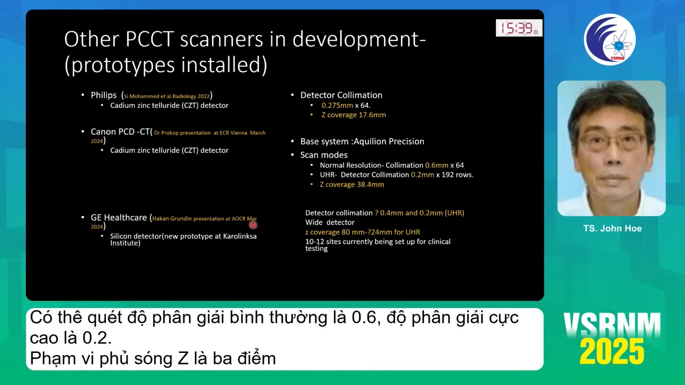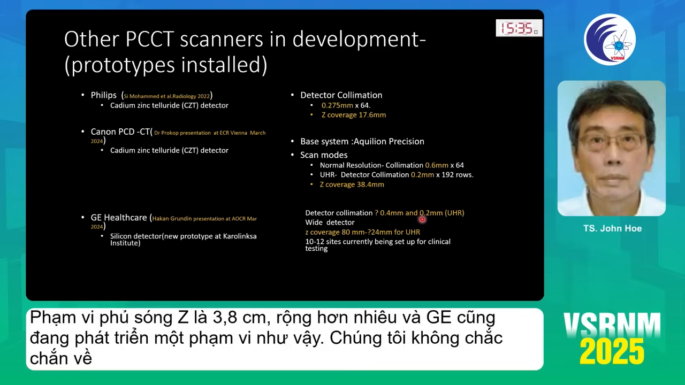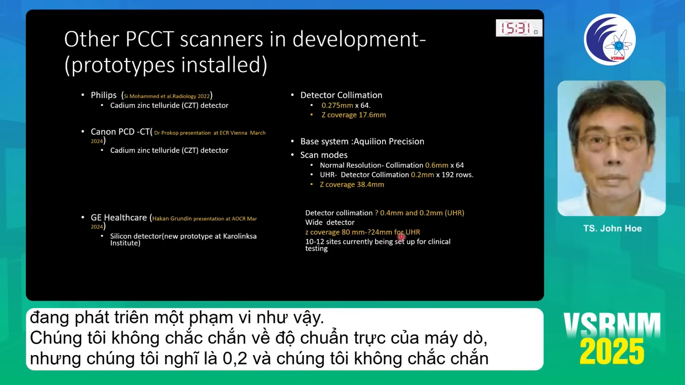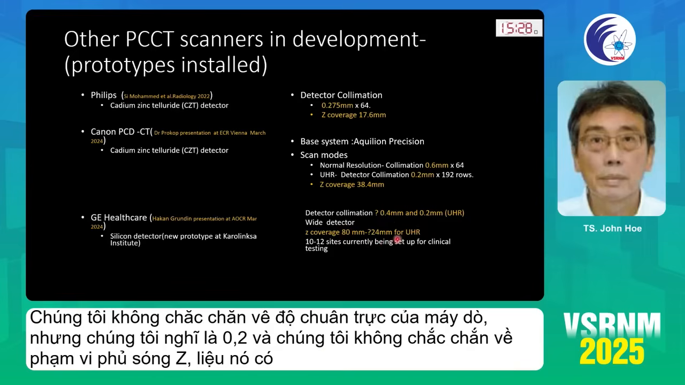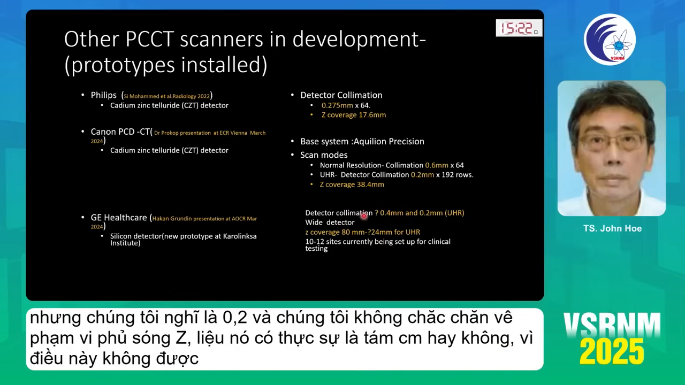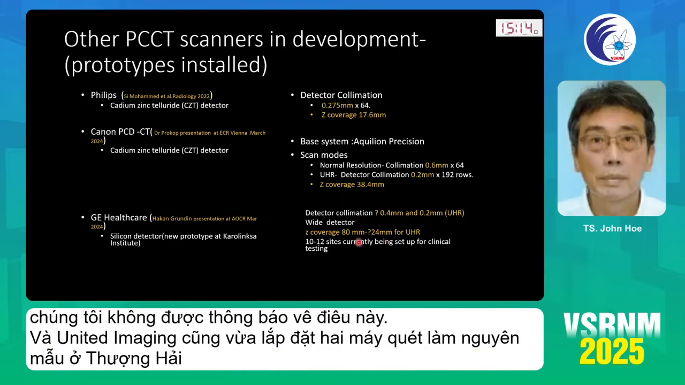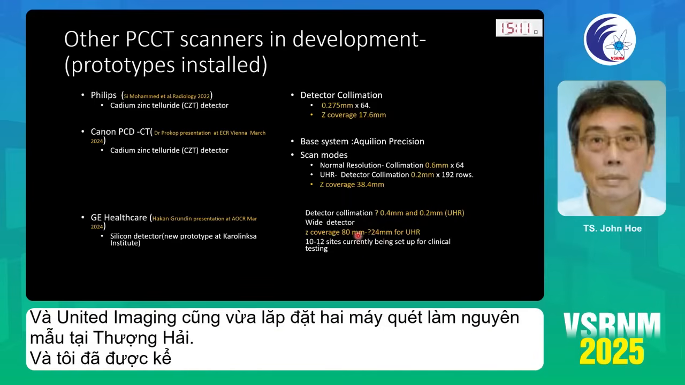And GE also has one in development. We're not sure what the detector collimation is, but we think it's 0.2, and we're not sure about the Z coverage, whether it's really 8 centimeters, because this is not being told to us. And United Imaging has also just installed 2 scanners as prototypes in Shanghai, and I was told that the Z coverage is 4 centimeters, similar to the Canon.